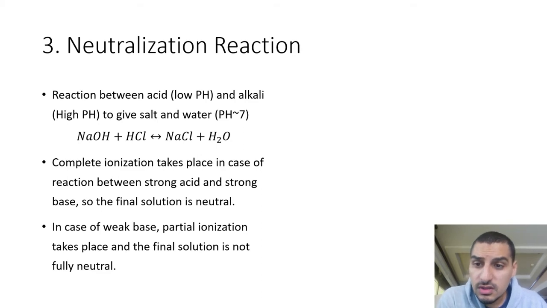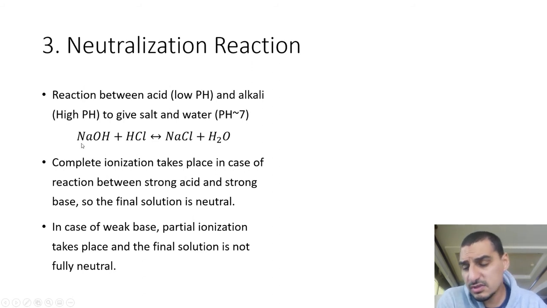So the neutralization reaction is a reaction, as you expect from the name, where something is neutralizing something else. You have two opposite types of compounds that have different properties, and they get to a neutral point when they're put together. It is the reaction between an acid and an alkali, a low pH with a high pH, to give a salt which has a pH of around 7.